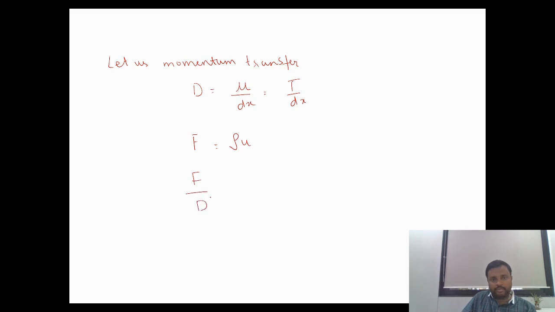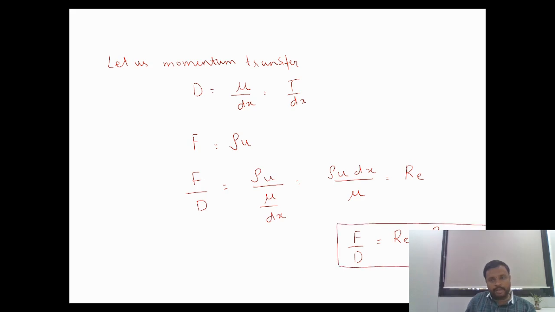Now let us consider the momentum equation, momentum transfer. In momentum transfer, the diffusion strength is mu by dx, so gamma is mu, and for F we have rho u. When we take the ratio F by D, it is rho u by mu by dx. What we get is rho u dx by mu, which is nothing but the Reynolds number. So F by D is the Reynolds number, which is equal to the Peclet number, but which Peclet number? The momentum Peclet number.